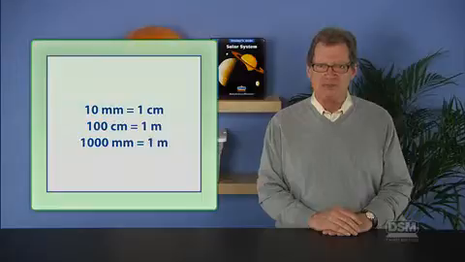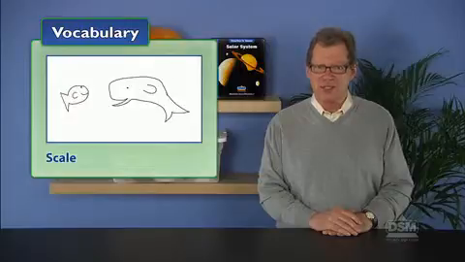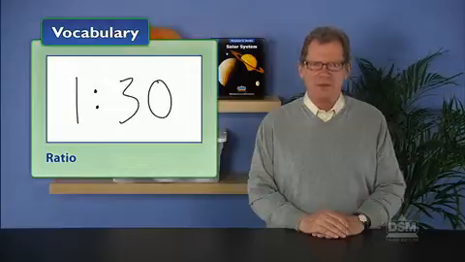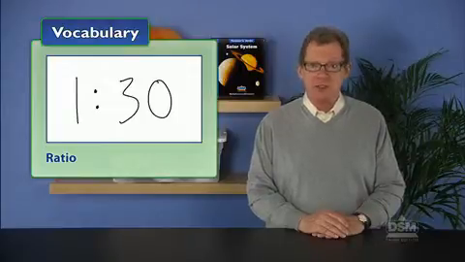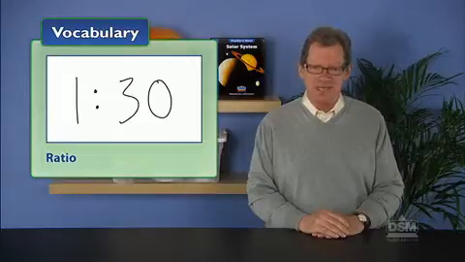Next, introduce the term scale to students as a way of showing the size of one object in proportion to another. And explain that to express scale, we use a numerical ratio. Write 1:30 on the board and explain that the ratio of 1 to 30 means that 1 unit of measure in the smaller object represents 30 units in the larger object.